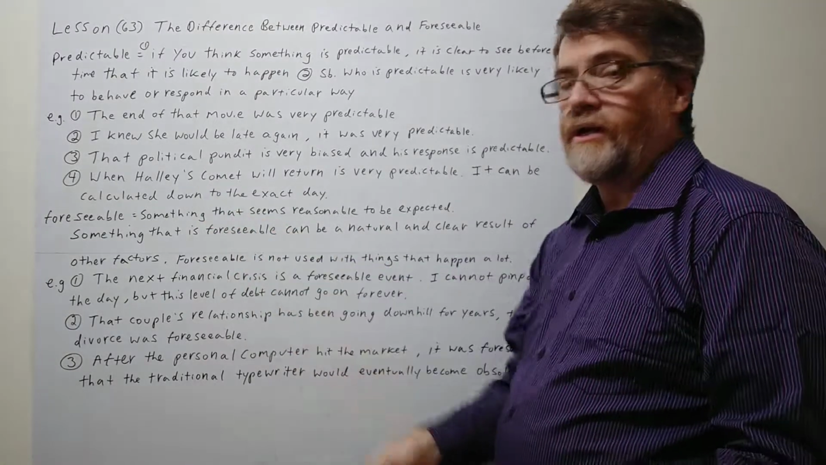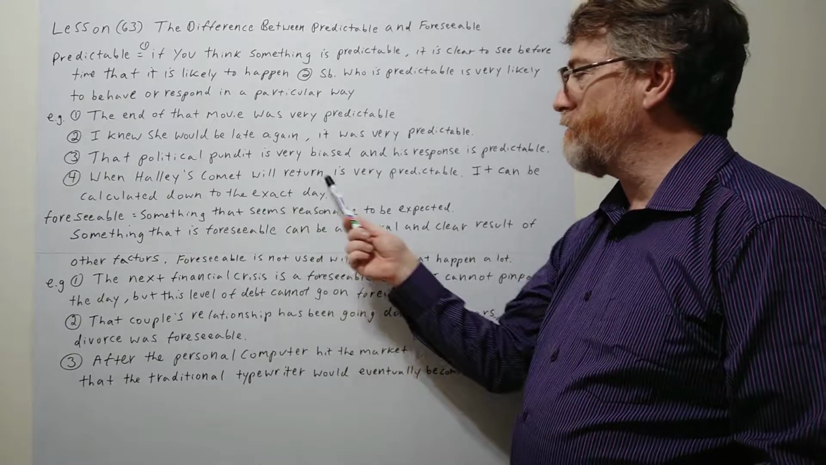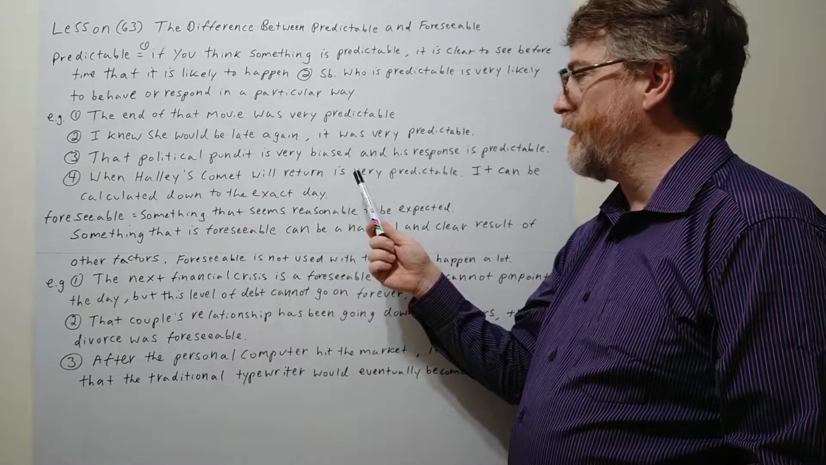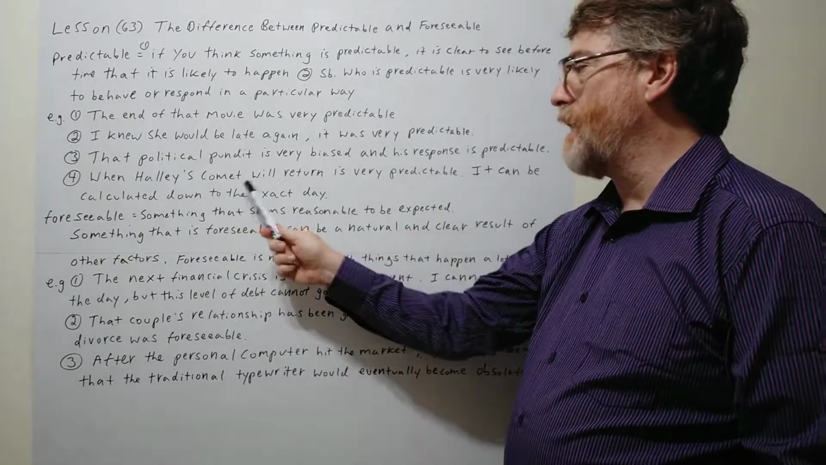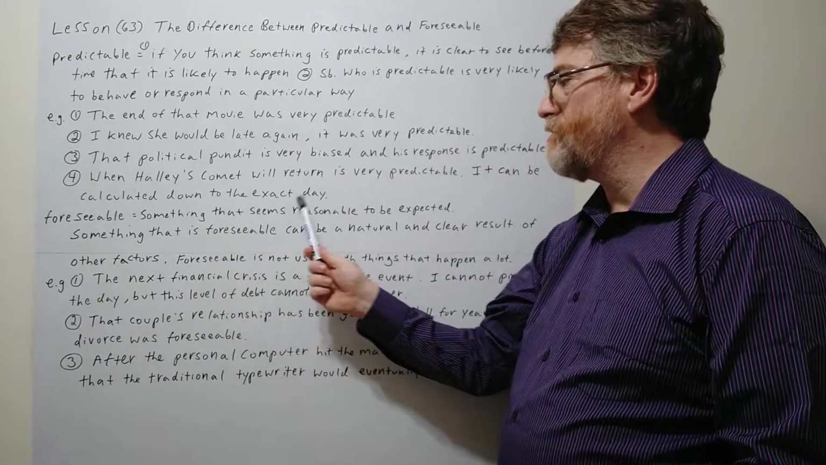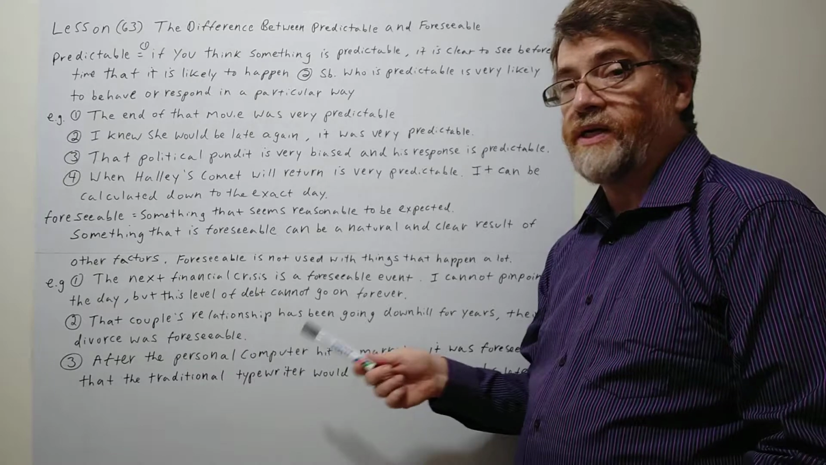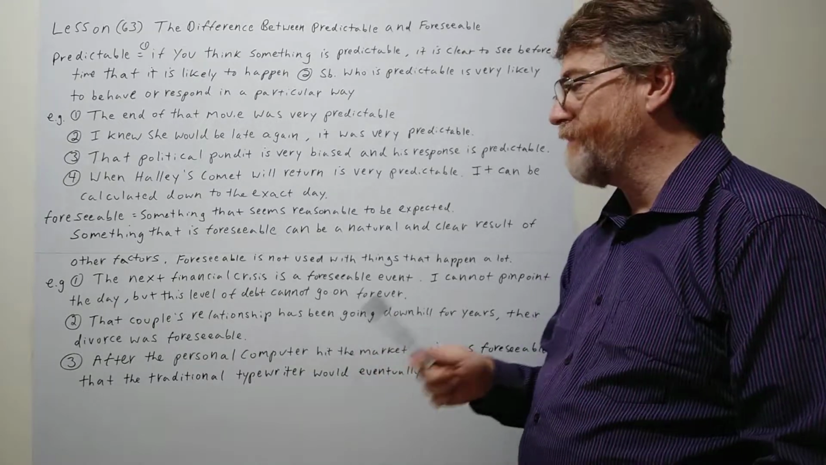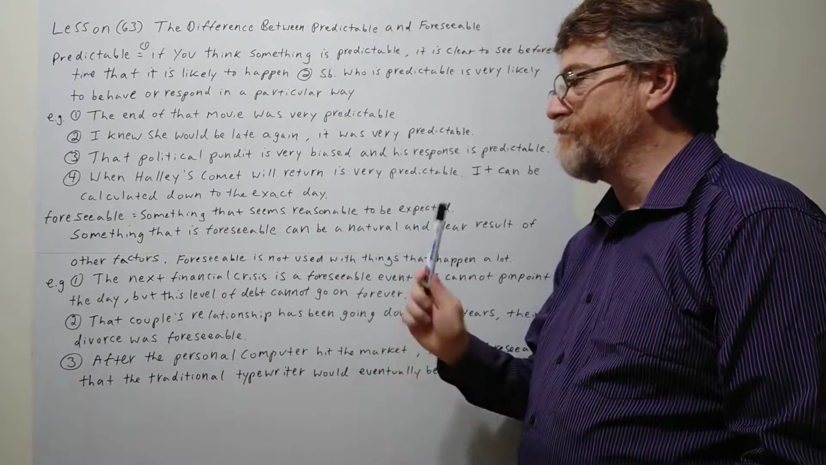So Halley's Comet, the one that we know goes by every 79 years, will return, is very predictable. When Halley's Comet will return is very predictable. It can be calculated down to the exact day. So in this case, we would say predictable, not foreseeable, definitely. It's very exact. We can calculate it exactly, predictable.